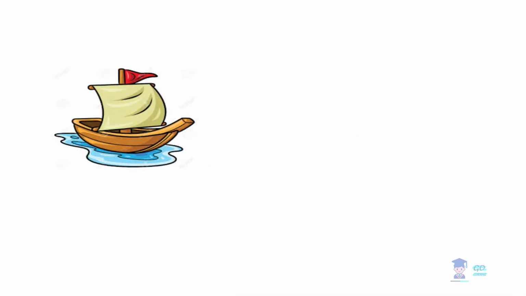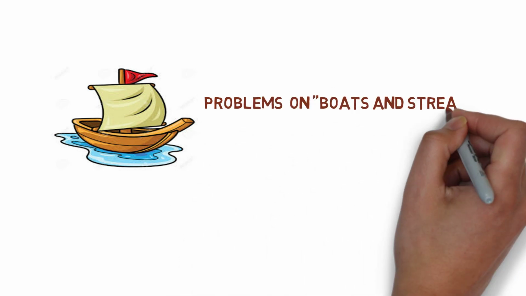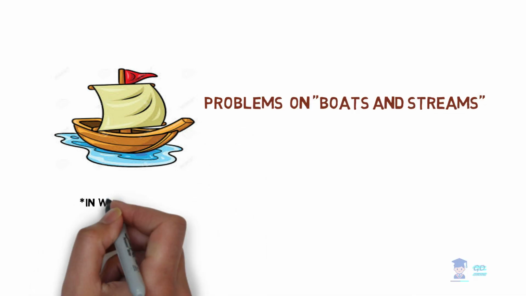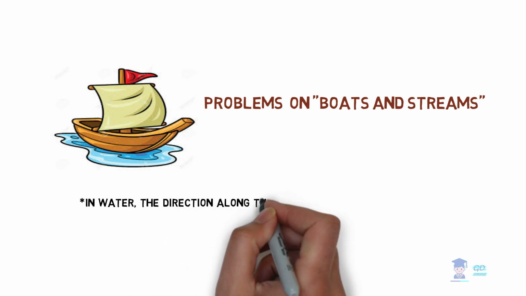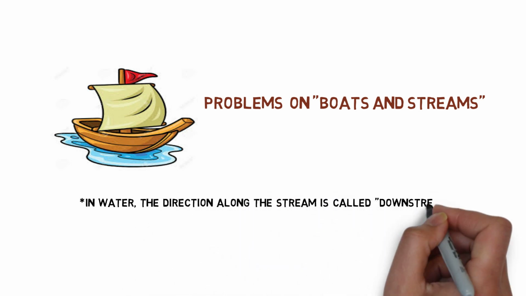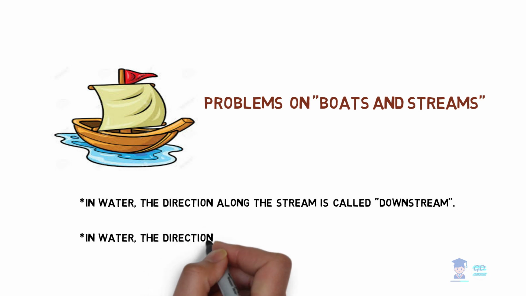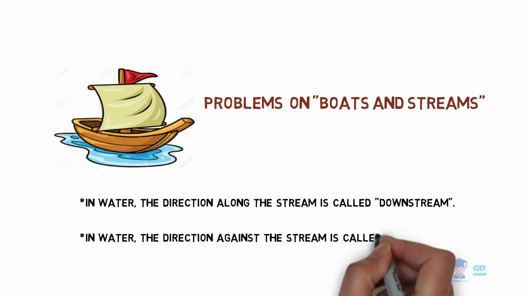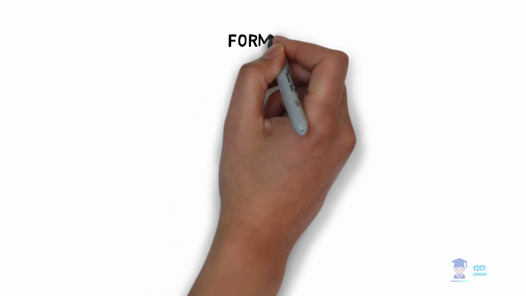Let's see problems on boats and streams. In water, the direction along the stream is called downstream and the direction against the stream is called upstream. Now let us see the formulas used in solving boats and streams problems.